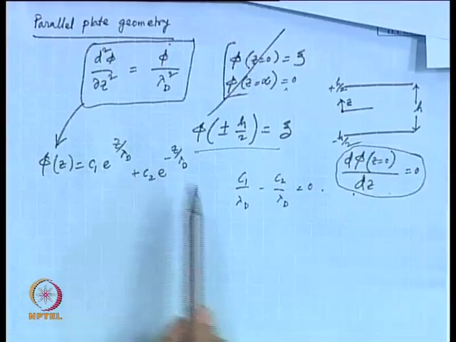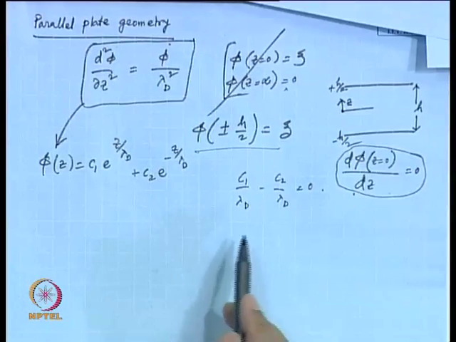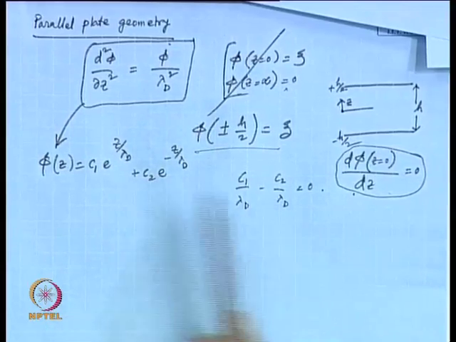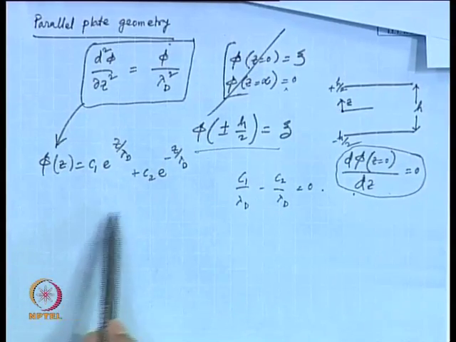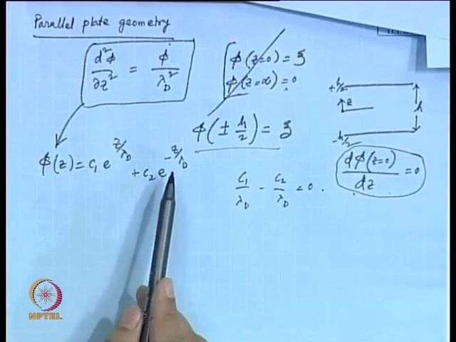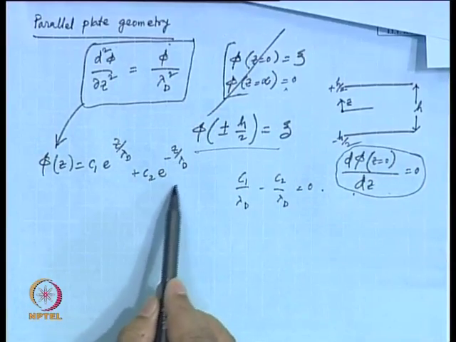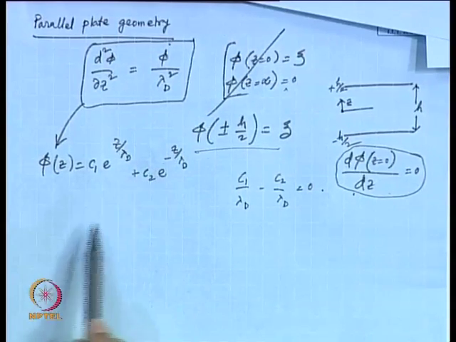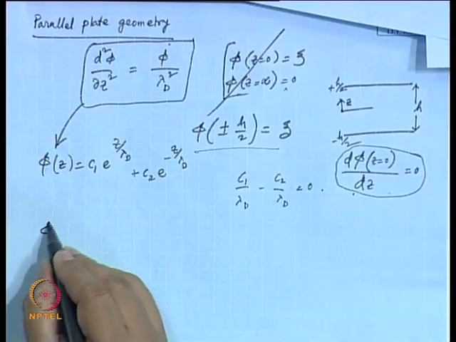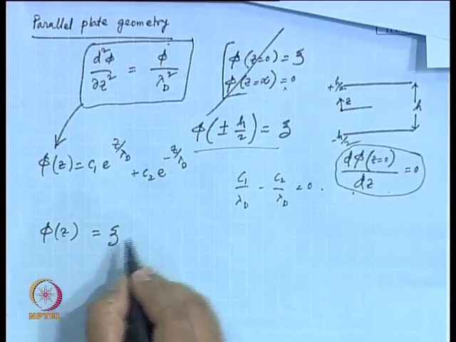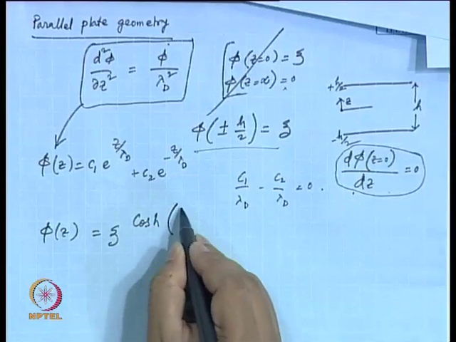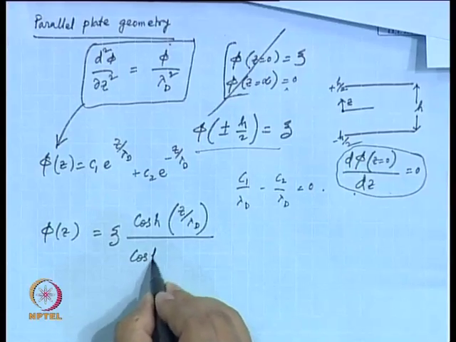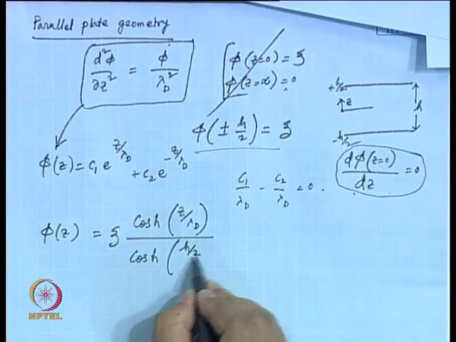So, play with this, see what C1 and C2 you get. I can give you the final form. Since you have e to the power something and e to the power minus something, you would again be ending up with only this term instead of e to the power minus z by lambda d that you had earlier, and C2 was replaced by zeta. Now, phi z would be equal to zeta cos hyperbolic z divided by lambda d, divided by cos hyperbolic h by 2 divided by lambda d.